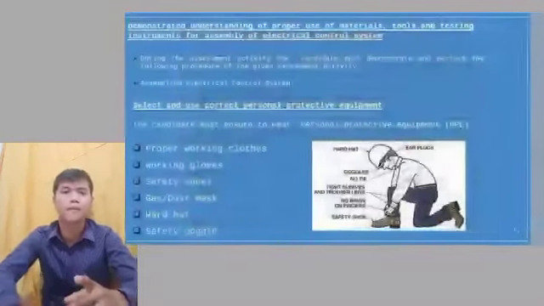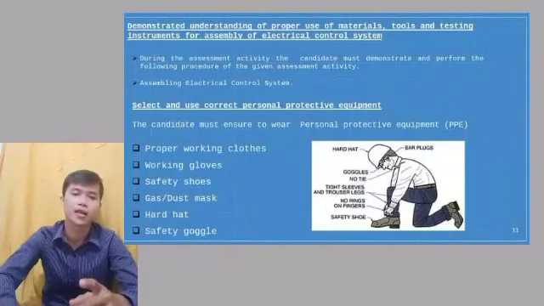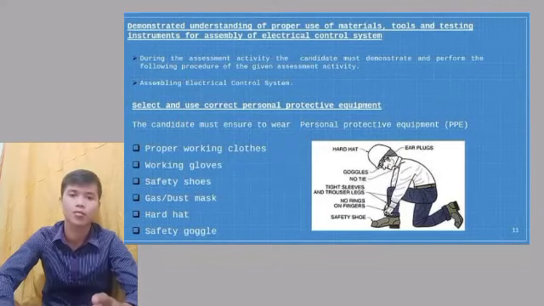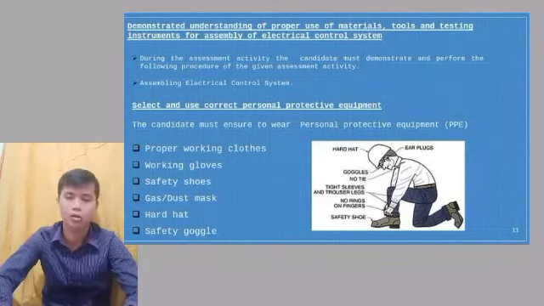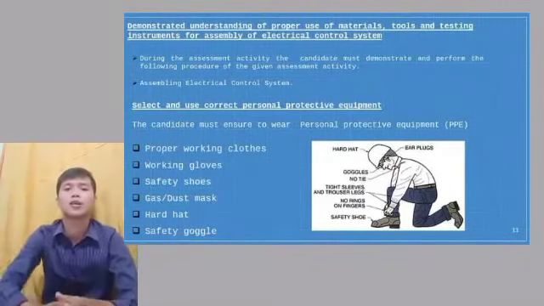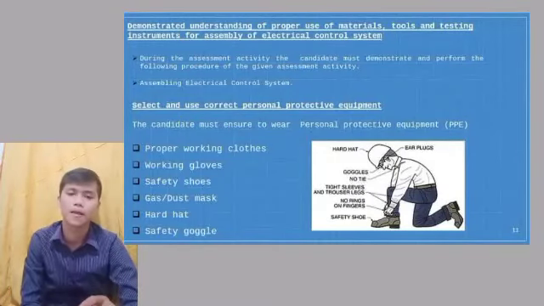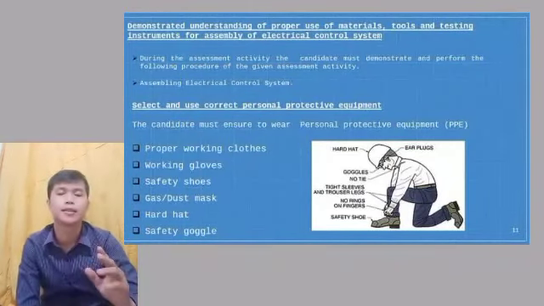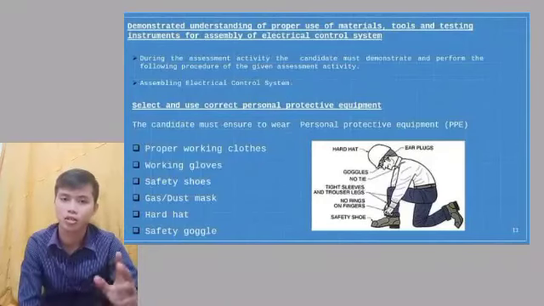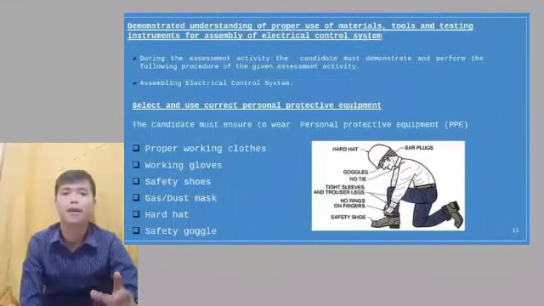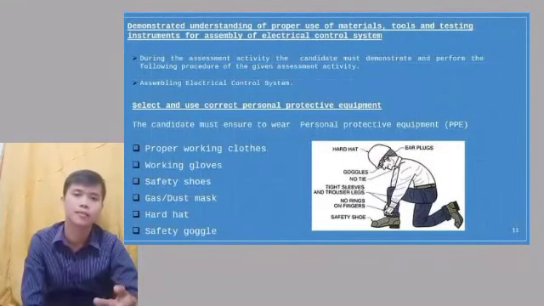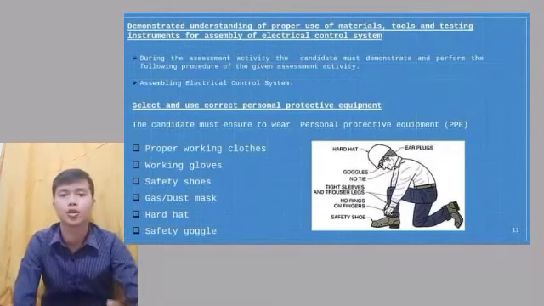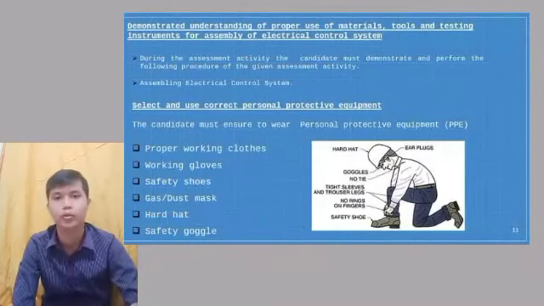Demonstration of understanding of the proper use of materials, tools, and testing instruments for assembly of electrical control system. During the assessment, the candidate must demonstrate and perform the following procedure of the given activity. In assembling the electrical control system, the candidate must select and wear the personal protective equipment, or what we call the PPE.